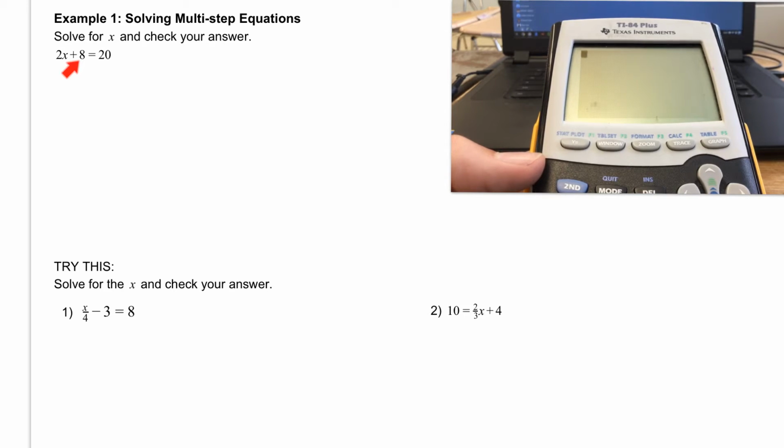And the opposite of adding 8 is to subtract 8. So we're going to start by subtracting 8 on the left, and if we subtract 8 on the left, we also have to subtract 8 on the right. So this becomes 2x equal to 12.